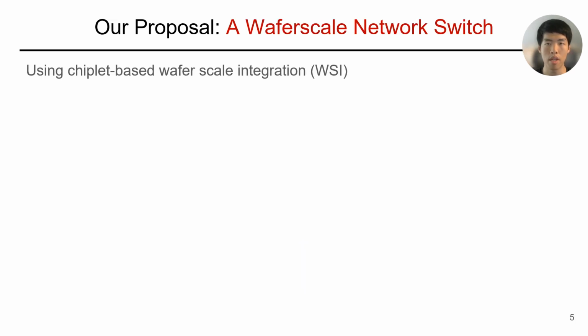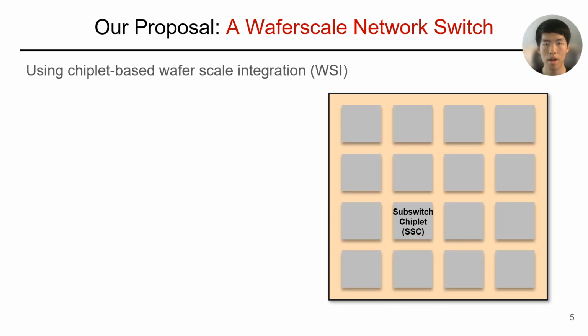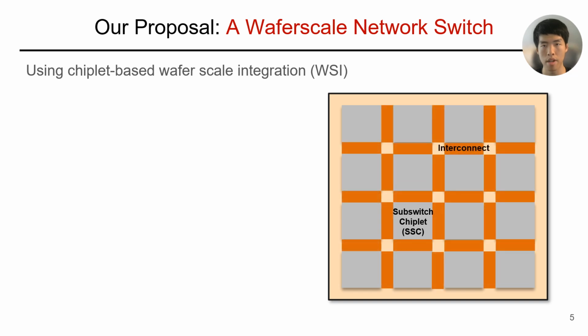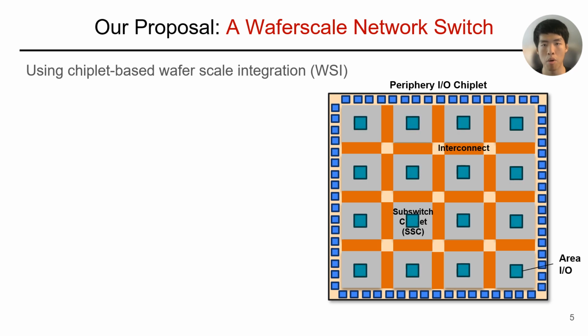We propose using a chiplet-based wafer-scale integration technique to construct a very high radix switch that is as large as a wafer. We start with a single substrate chiplet, or SSC for short. It is an existing switch die with some radix. We take a large wafer-scale substrate and bond many SSCs onto it. We connect them with interconnect on the substrate. I/O signals can be supplied either via periphery I/O chiplets or area I/O from the back or front of the die.